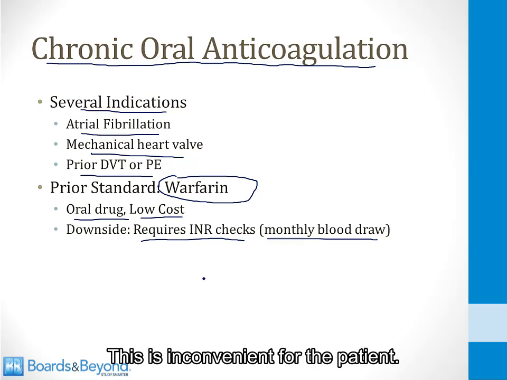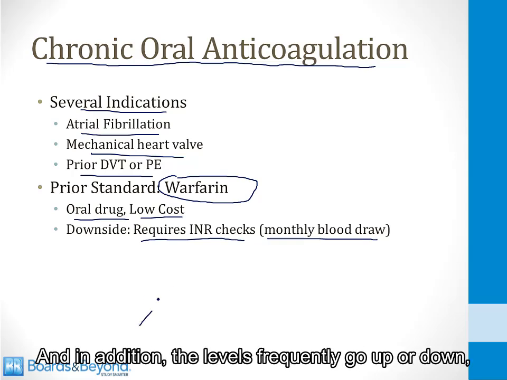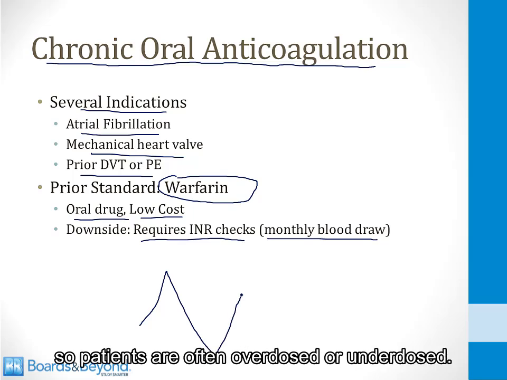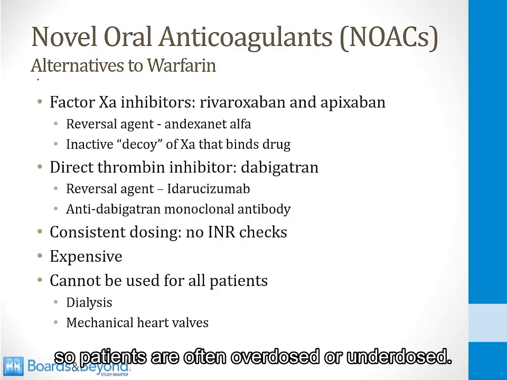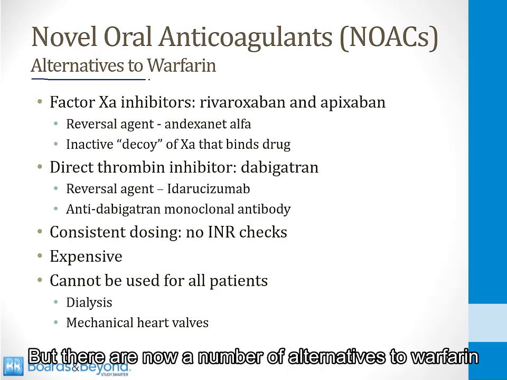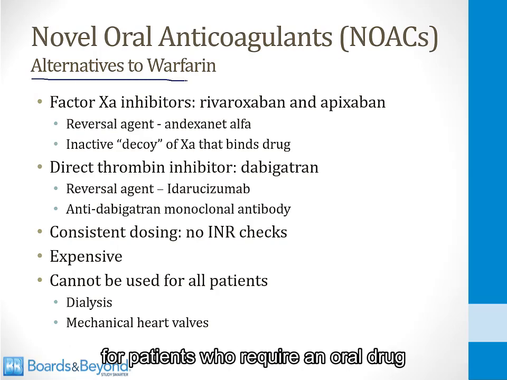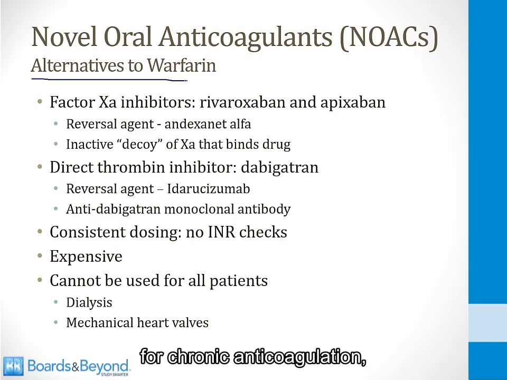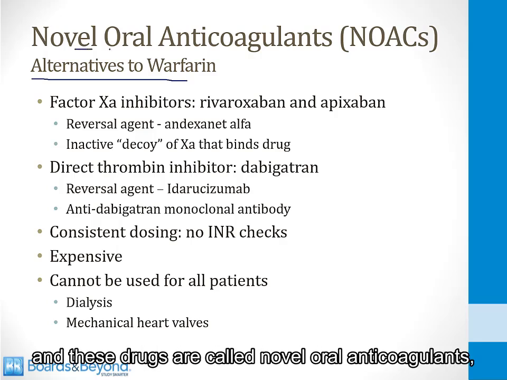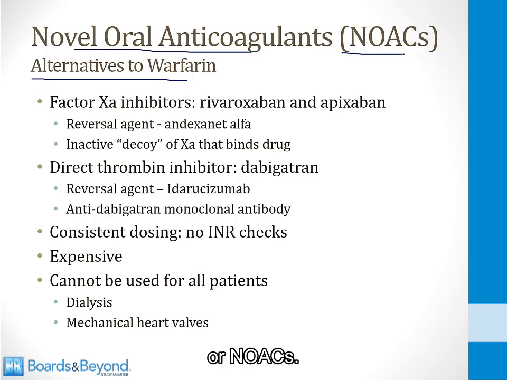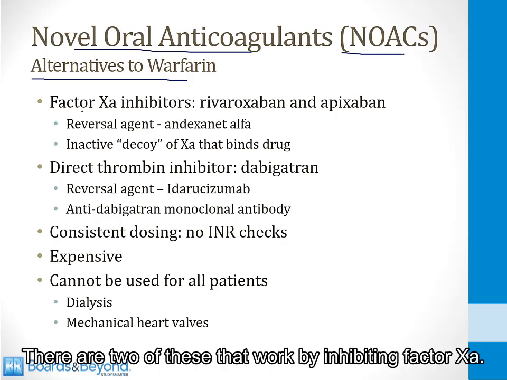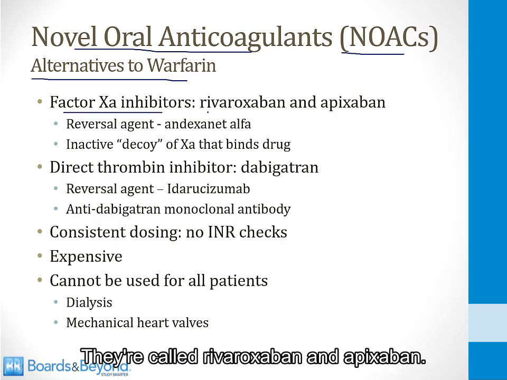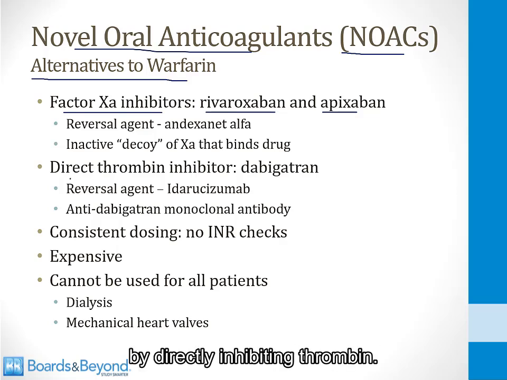This is inconvenient for the patient, and in addition, the levels frequently go up or down, so patients are often overdosed or underdosed. But there are now a number of alternatives to warfarin for patients who require an oral drug for chronic anticoagulation, and these drugs are called novel oral anticoagulants, or NOACs. There are two of these that work by inhibiting factor Xa. They are called rivaroxaban and apixaban, and there's one NOAC that works by directly inhibiting thrombin.